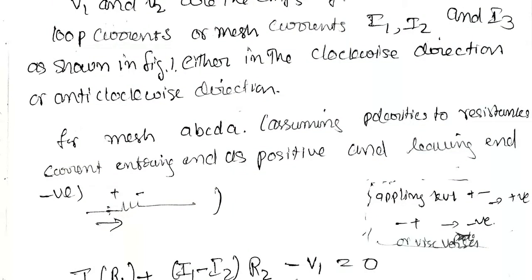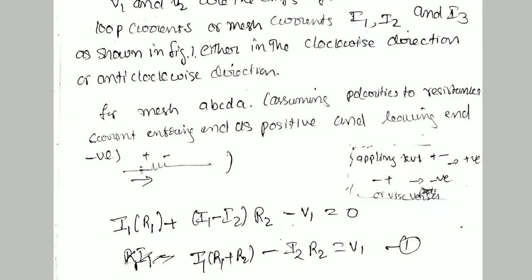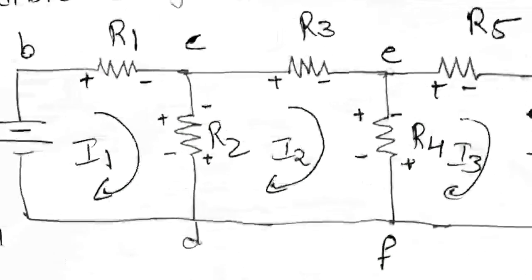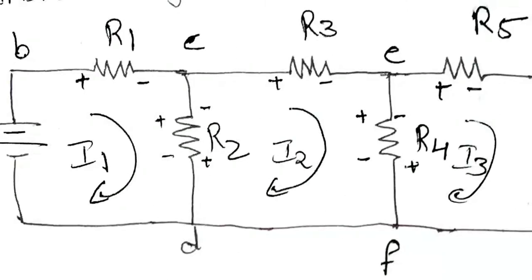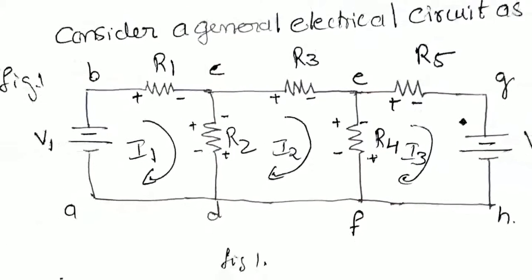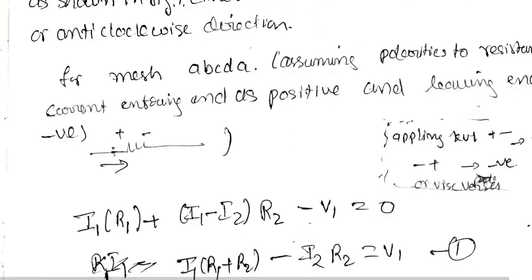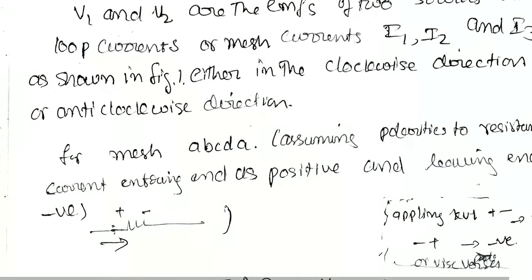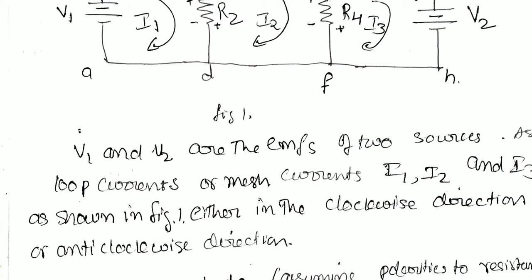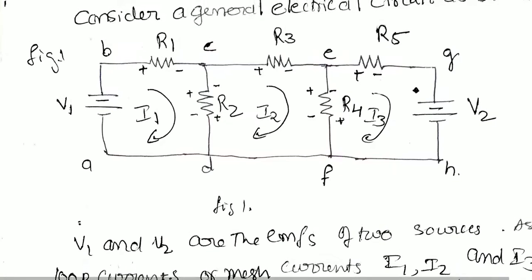If I apply KVL for this mesh, before applying KVL we have to assume the polarities. The current entering end we will consider as positive polarity and the leaving end as negative polarity. If we are moving from plus to minus, let us take it as positive, and minus to plus as negative. That is our assumption, and the same assumption should hold good until the last.